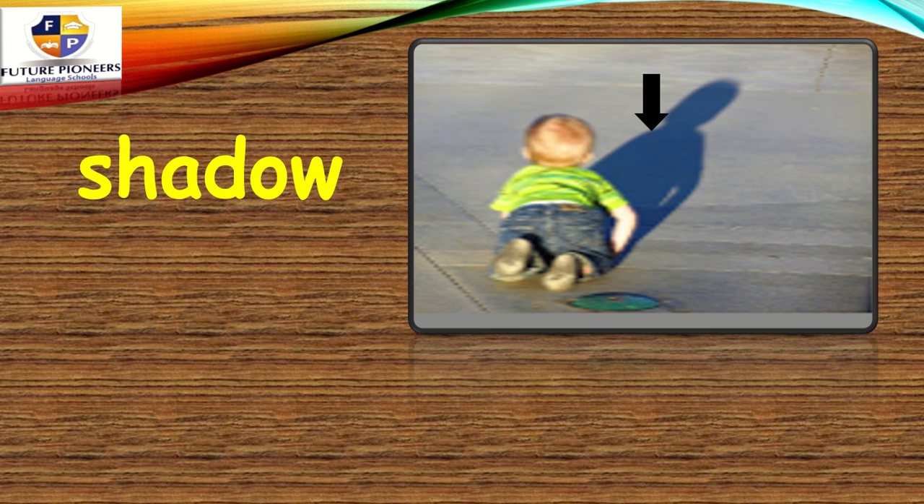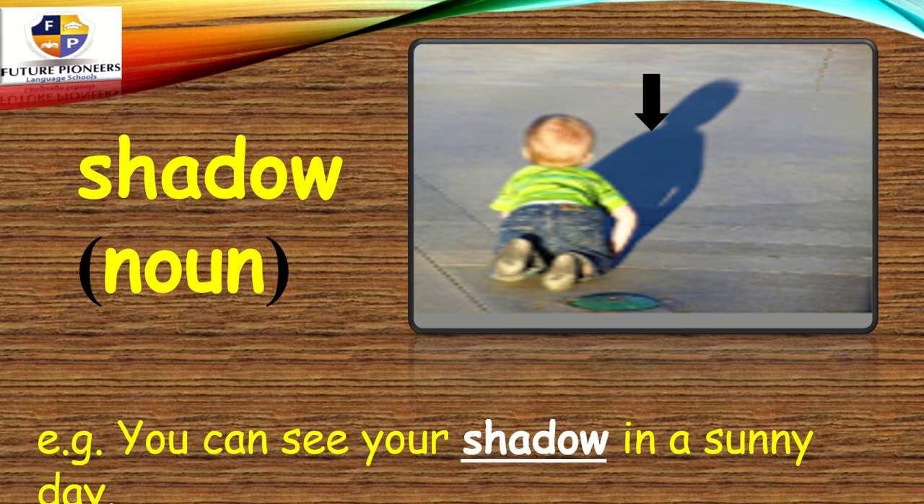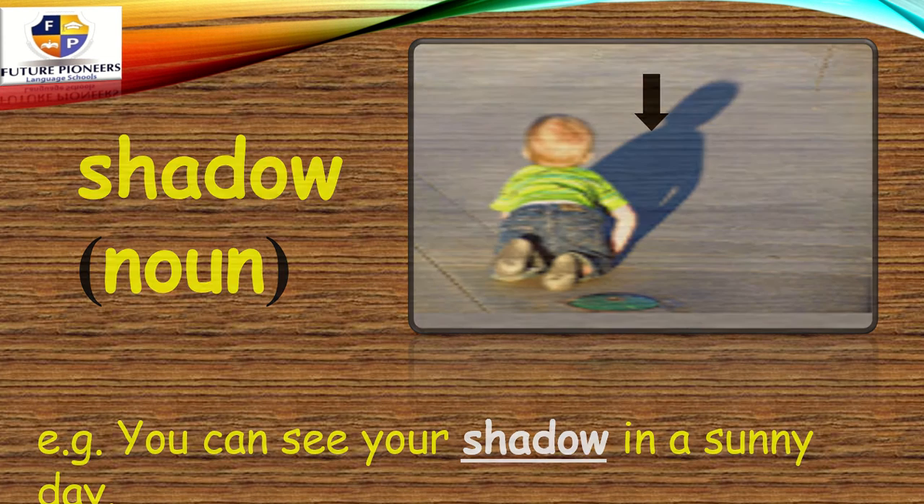What is this? It's shadow. Don't forget the S and H, they sound as sh, and the OW they sound as ow. So it's shadow. Shadow is a noun. Let's put it in a sentence. You can see your shadow on a sunny day. Next.